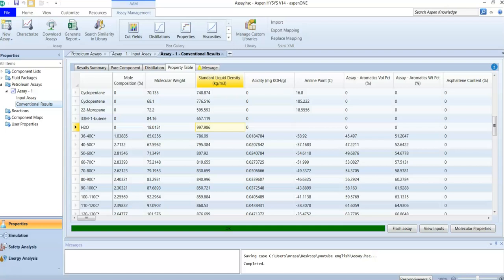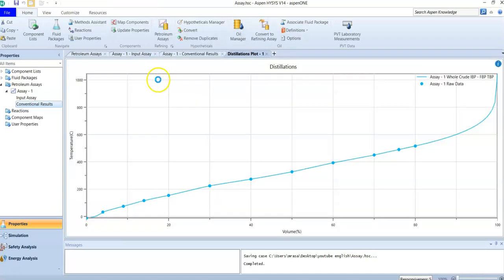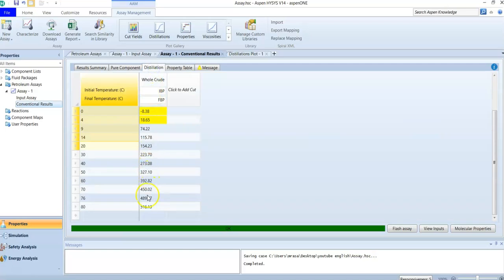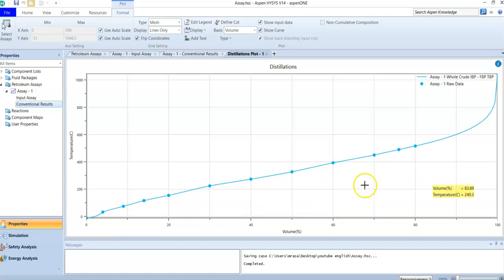After that, from the assay manager here, we have our assay manager available at the top. You can plot your gallery, which will make more sense. Like if I want to check the distillation results, instead of having this table, the distillation result will be available like this. Here I have them as a plot, which makes more sense in terms of the results. The more volume we have, the temperature is increasing.